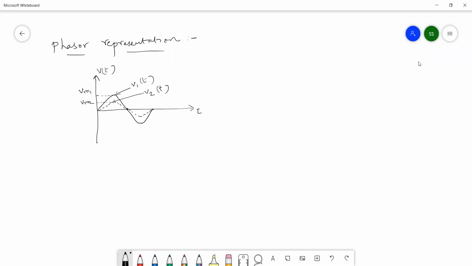Now, this is the peak point, that you can call 90 degrees. This is your 180 degrees. And this you may consider as 270 degrees. And this is your 360 degrees. Four intervals of the time period, angular measurement. Now, both waveforms V1 of t and V2 of t are changing sinusoidally with some amplitudes Vm1 and Vm2, correct? As per the curve I drew in this figure.